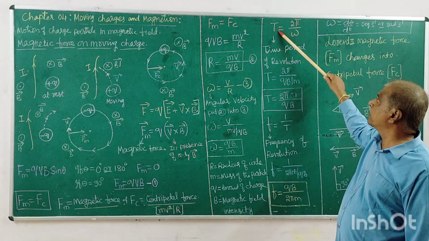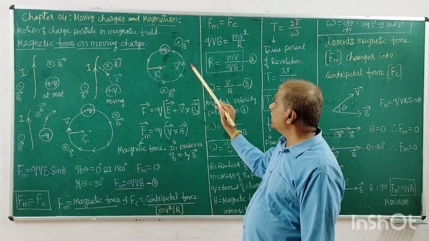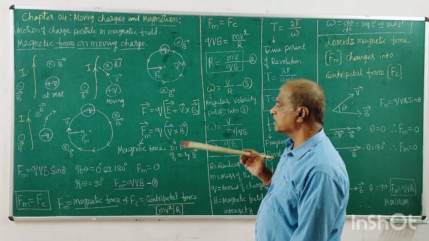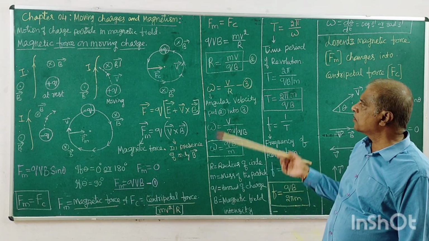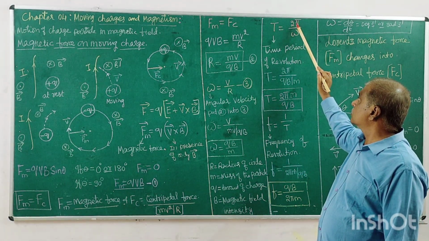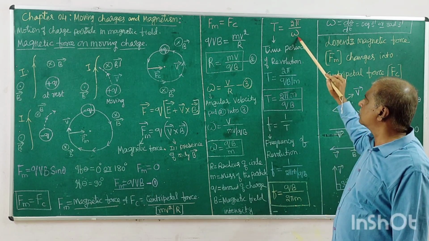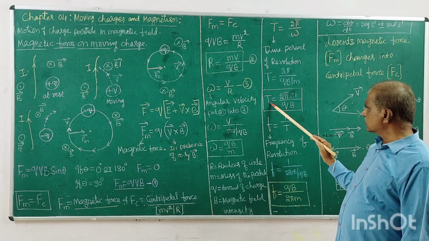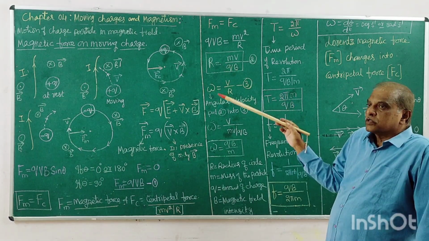Similarly, we have the definition for time period of revolution. What is meant by time period of revolution? It is the time taken for completion of one revolution. If it is 10 seconds, the time period is 10 seconds. It is defined by the equation T equals 2 pi by omega, because T and omega are related like this. Substitute for omega and simplify, and we get this equation, again in terms of the same quantities m, q, B. If you know these quantities, the time period of revolution can also be calculated.